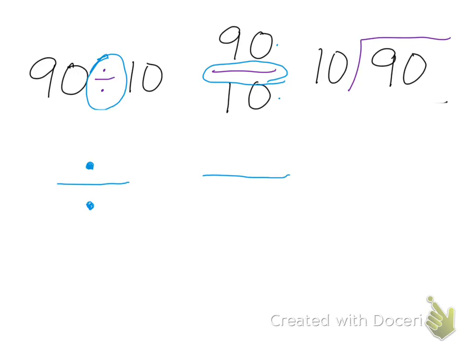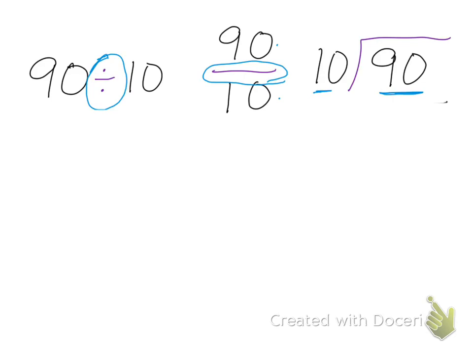The last type of division symbol is called the division box. The number inside the box is the number we're dividing, and the number outside is what we're dividing by. For all these problems, we have 90 divided by 10, and the answer is going to be the same for each. The answer, remember, is called the quotient.